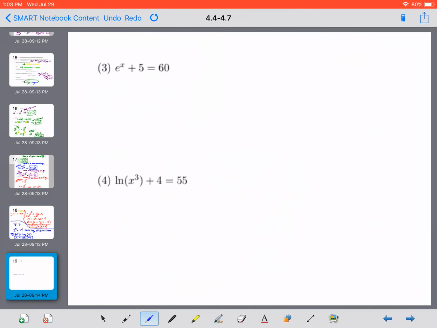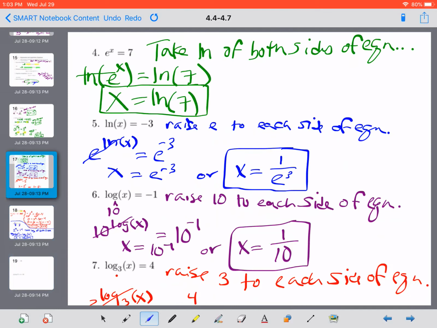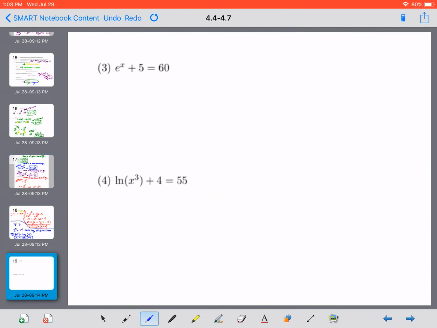Just a couple more examples in this section. We have e to the x plus 5 is equal to 60. So just like before, it's going to make sense to try to get e to the x by itself before we use the trick from problem 4 over here. Right, when we had e to the x equals 7, we could just take ln of both sides. So let's get that e to the x by itself by subtracting 5 on both sides. So e to the x is equal to 55.